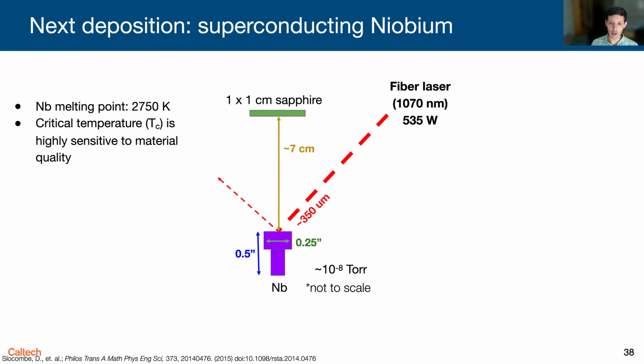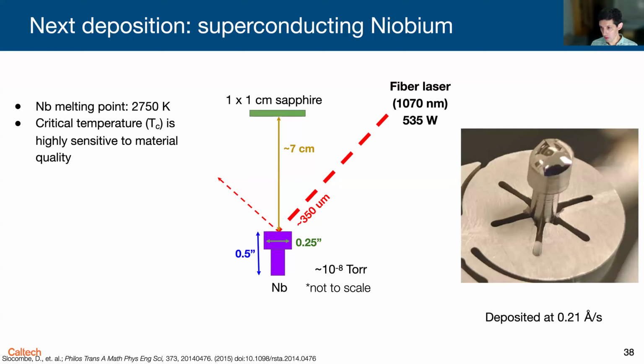So compared to before, everything looks basically the same, except we need a lot more power, and we have to focus the beam more tightly. So when you consider the power density owing to the decreased diameter of the beam and the increased power, it's at least a factor of 10 to 20 higher power density on the target. And again, we confirmed that we did something by looking at the surface afterwards, and clearly it was melted. And in this case, we deposited at 0.2 angstroms per second.